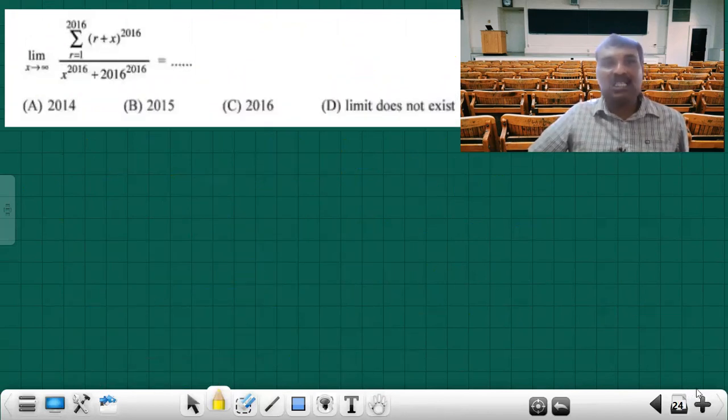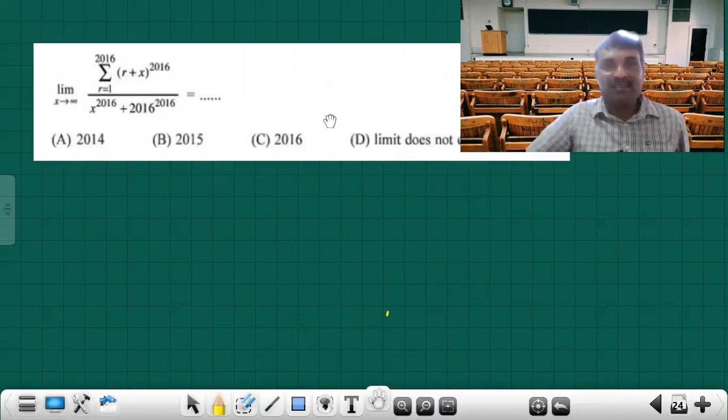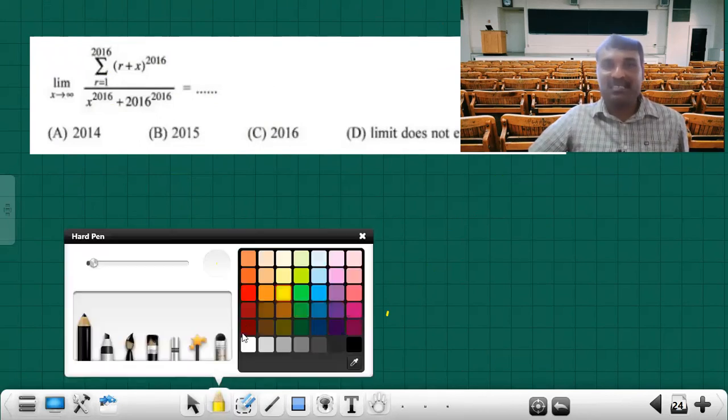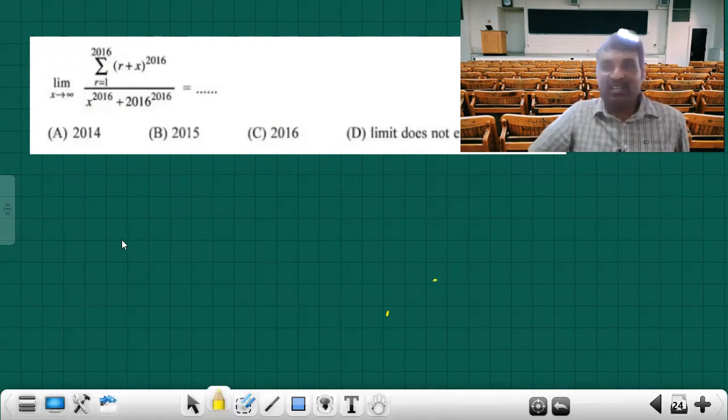And we can do our last problem. Okay. Last problem. That's a very simple and interesting one, right? Limit x tends to infinity, r varies from 1 to 2016, (r plus x) all raised to 2016. It's a previous year JEE question. I think it is a 2016 question. Right? We can write this. Okay. Now we can apply the limit.